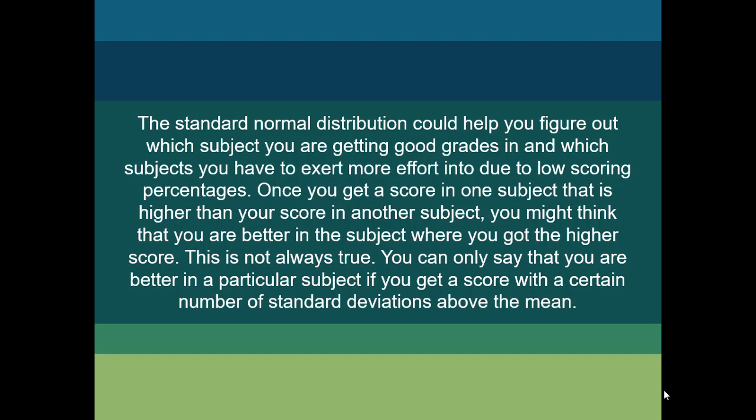You can only say that you are better in a particular subject if you get a score with a certain number of standard deviations above the mean. This connotes that you have to first convert your score, for example, in one examination to another score that is the z-score, so that you can figure out if you have positive z-scores, then you perform better. But if you have a negative z-score, you must exert more effort to have positive z-scores next time in that subject. Is that clear?